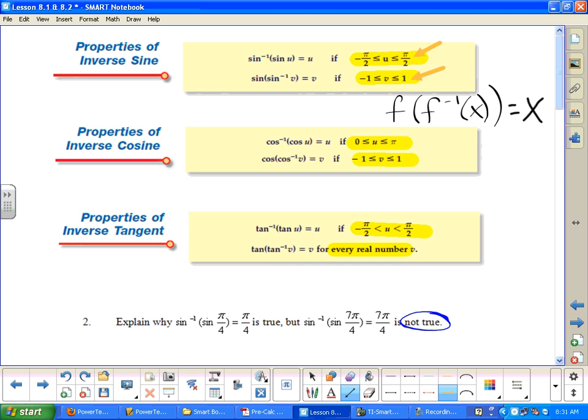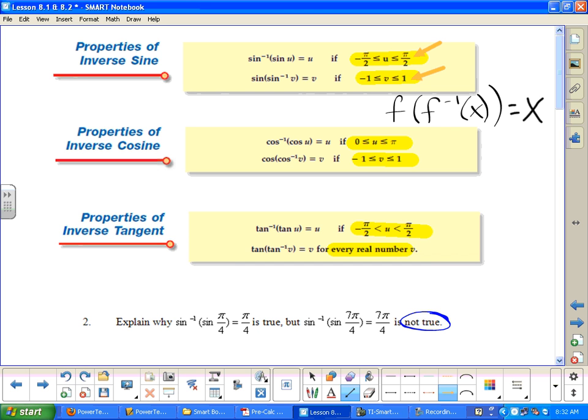Same with cosine. If I do inverse cosine of cosine, all right, because I'm doing the inverse cosine of a ratio, I have to get a number between 0 and pi. If I do cosine of inverse cosine, then the inverse cosine represents an angle, and so the cosine of any angle must be between negative 1 and 1. Okay? Applies to tangent also.